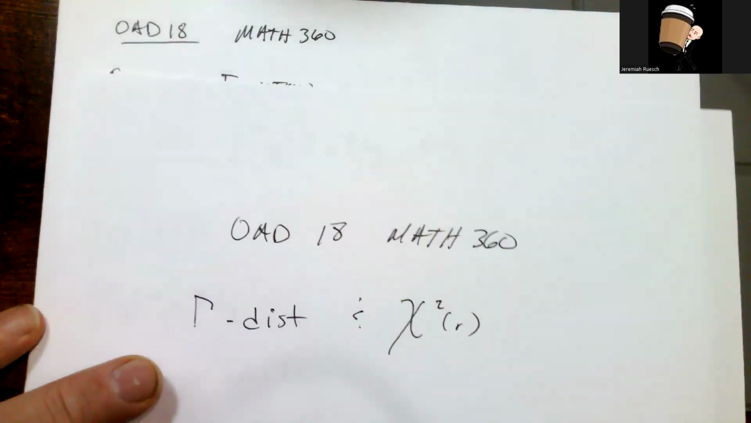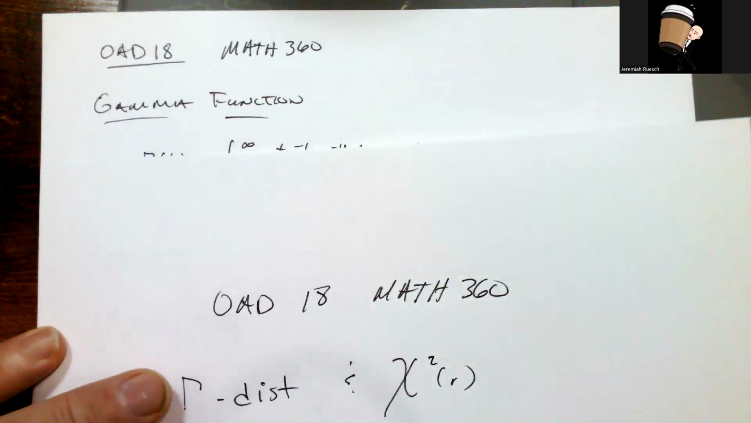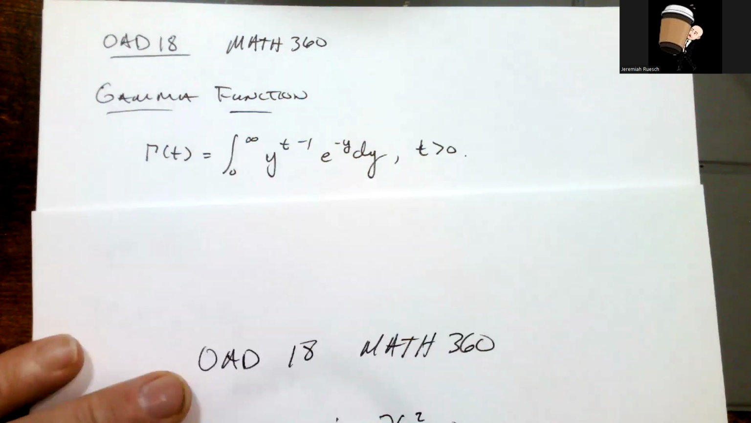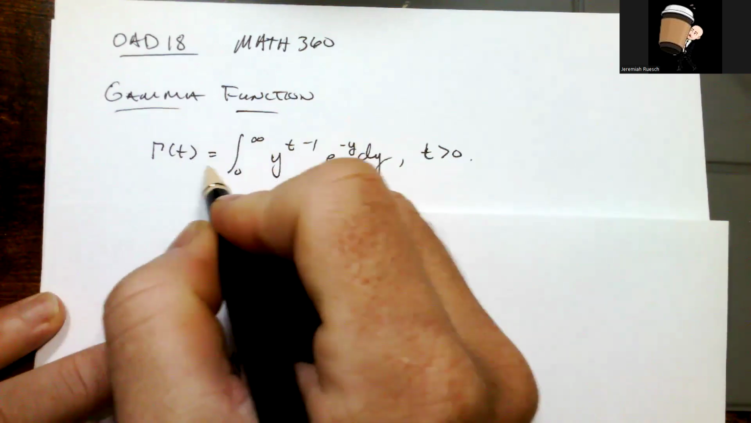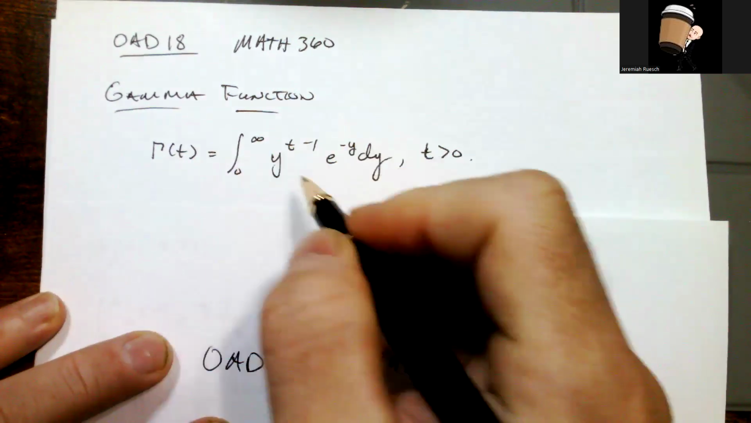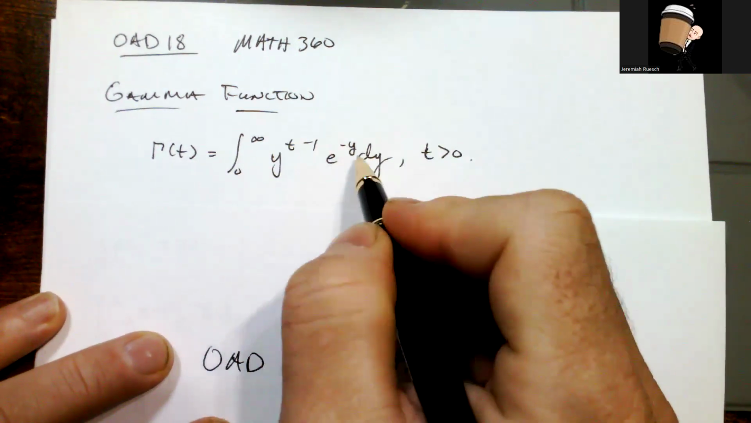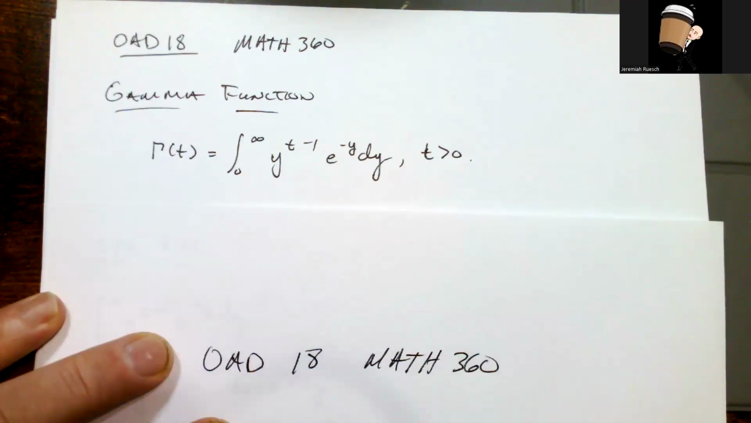For this purpose, I wanted to introduce the idea of the gamma function. So the gamma function is defined to be, this is the Greek capital letter gamma, Gamma of t is equal to the integral from 0 to infinity of y to the t minus 1, e to the negative y dy, where t is greater than 0.